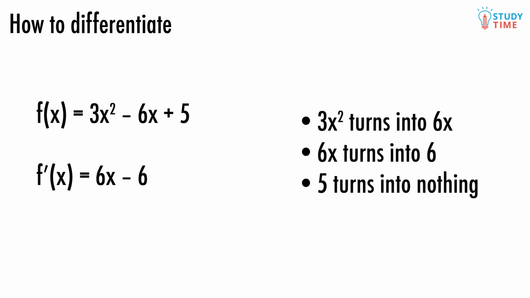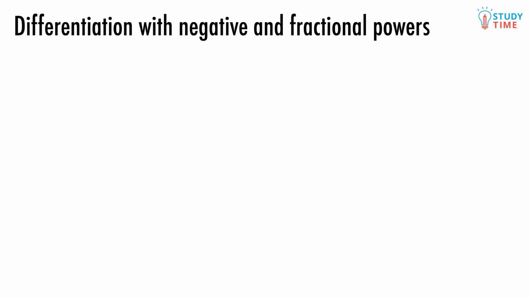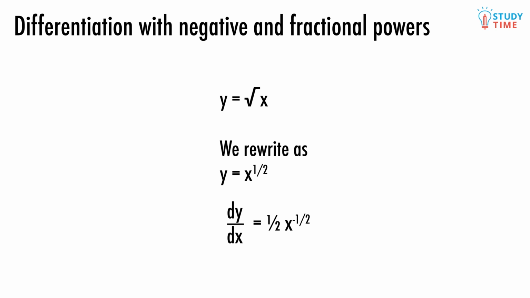Sometimes we run into equations that look strange, and it seems like there isn't any way to differentiate them at all. Like this equation, for example. This equation is y equals the square root of x. All we need to do is rewrite the square root of x as something with a power. y equals x to the power of 1 over 2. Now that we've rewritten it with a power, there's absolutely no reason we can't differentiate it normally, right? dy dx equals half times x to the power of negative half.